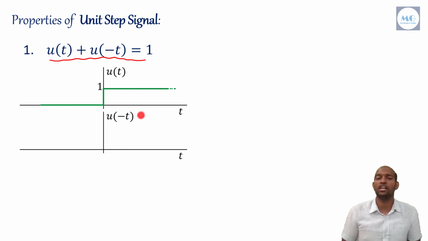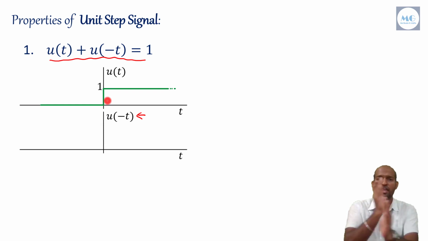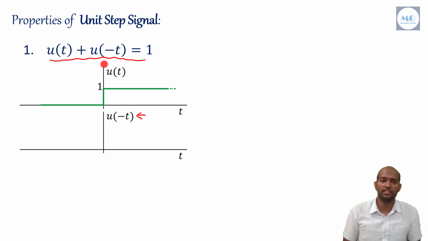u(-t) is just time reversal. Remember time reversal? In time reversal, what do we have to do? We have to flip the signal across the y-axis. So this is the y-axis. We flip the signal across the y-axis, which means all the positive t parts of the signal become negative t parts and negative t parts become positive t parts. That means this side of the signal comes to this side like this, and this side of the signal, that is 0, will come to this side. This will be our u(-t).